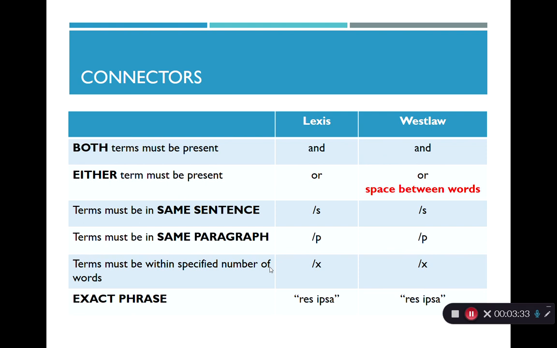I also want to emphasize another very important concept. If you want to search a phrase such as ice cream sundae, you must include quotation marks around the phrase. Quotation marks, not parentheses, quotation marks. The reason is, if you don't, Westlaw is going to read the space between the words as or, and you'll get any documents that have the word ice or cream or sundae if you don't put quotation marks around the terms.